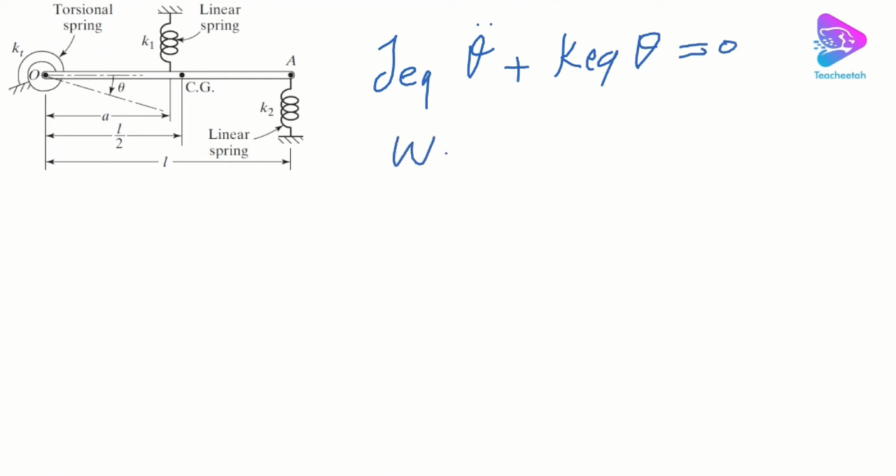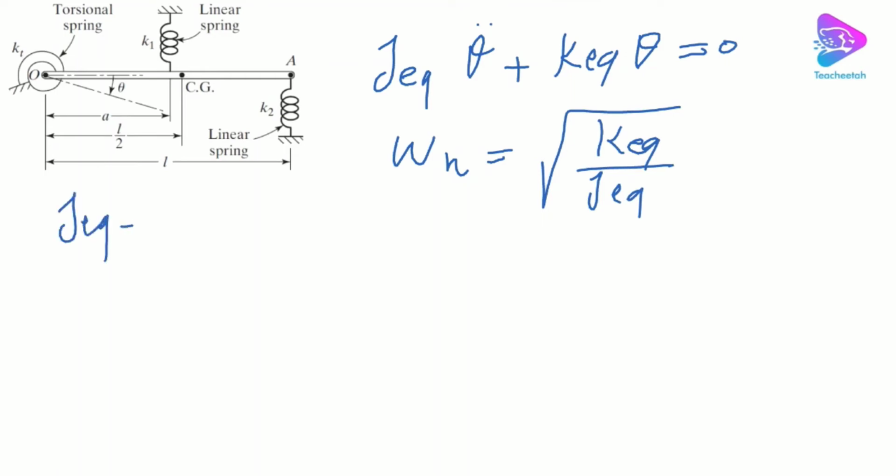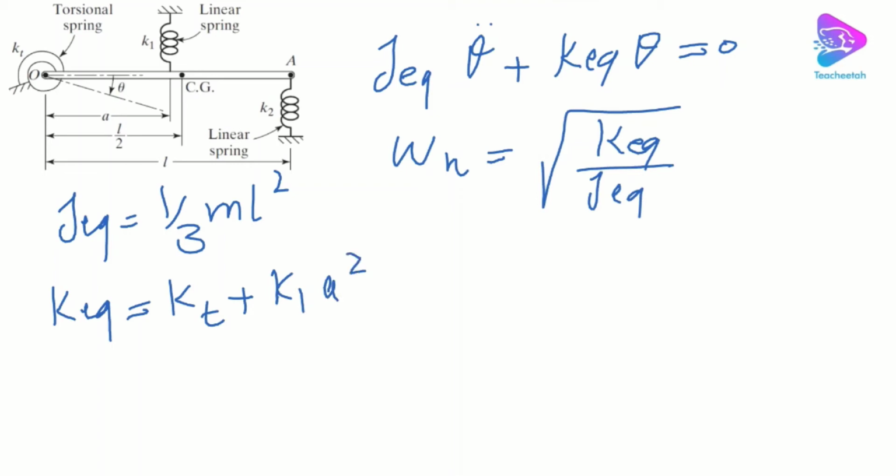So what is omega n? As you remember, we have the square root of K_eq over J_eq. And what is J_eq here? It is equal to 1/3 of M L squared. And what is K_eq? We have k_t, the torsional stiffness, plus k1 A squared plus k2 L squared. And why do we have this squared? You might be asking about the unit. That's true. This k is a linear stiffness constant. However, k_t and K_eq are the torsional stiffness constants, so that the dimensions will match.